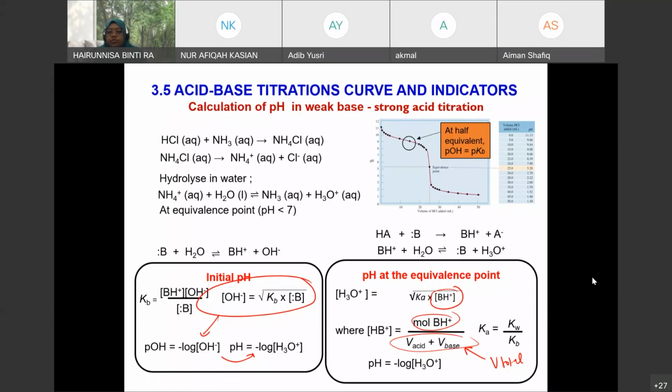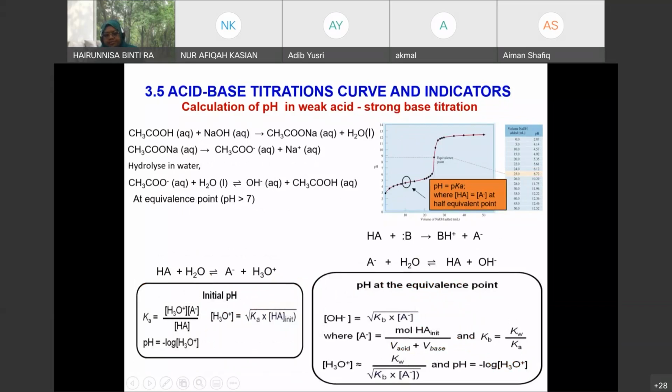Okay, so same goes to weak acid and strong base. Let's say if you have weak acid in the beaker, so for the initial pH, kita kena dapatkan concentration of H3O plus dulu lah, square root Ka darab dengan the initial concentration. After that barulah kita cari pH. So bila melibatkan weak acid ni, you kena hati-hati ya. Make sure you tahu mesti ada penggunaan Ka because it partially dissociates.